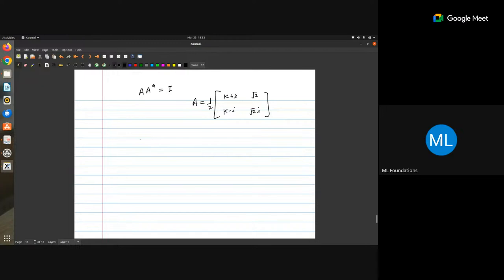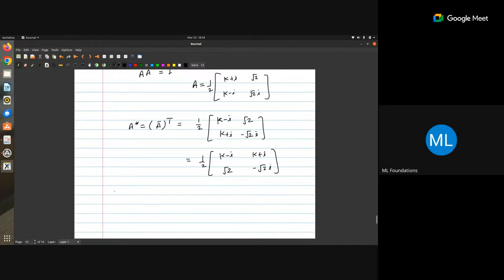And what will be A star? A star will be the conjugate transpose, right? If I take the conjugate first, I get k minus i, root 2, and k plus i, minus root 2 i. And the transpose of it will be half times k minus i, k plus i, root 2, minus root 2 i. This is A star. So now you have to multiply A star with A, with 1 by 2 times k minus i, 2i into 1 by 2. Is it okay if I take the 4 outside?